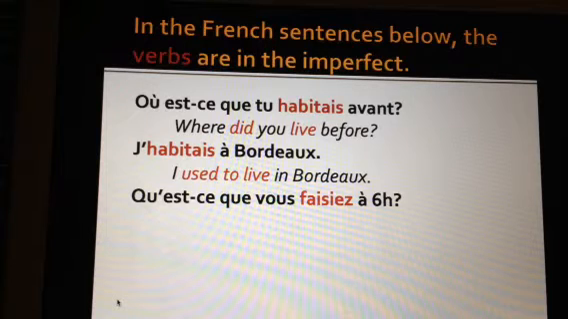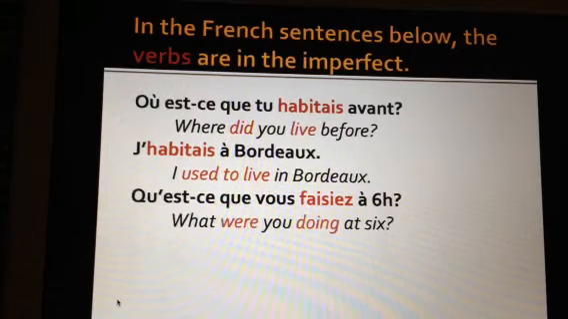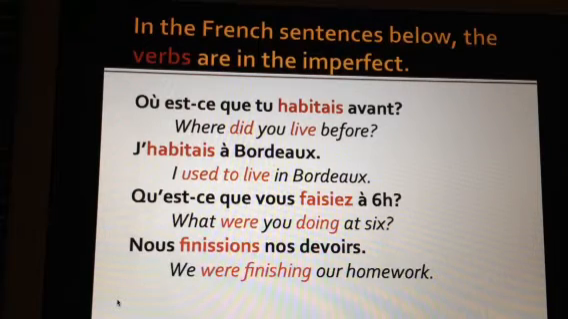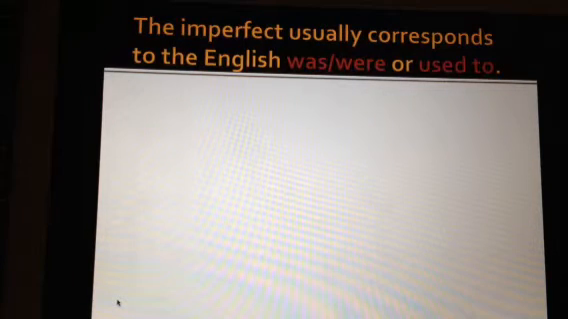Qu'est-ce que vous faisiez à 6 heures? What were you doing at 6? So faisiez here means were doing. Nous finissions nos devoirs. We were finishing our homework. Finissions in this case means were finishing. Usually, the imperfect corresponds to English was or were or used to.